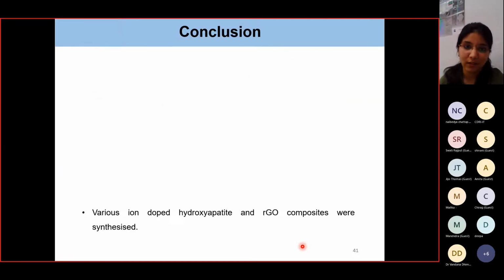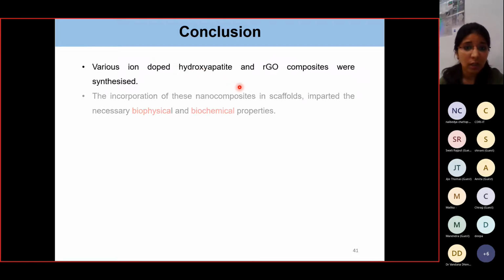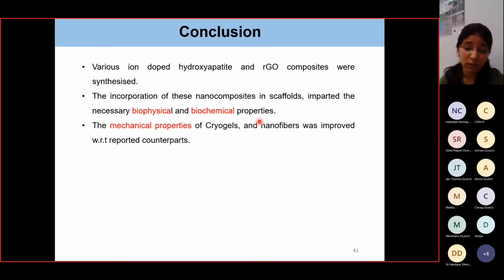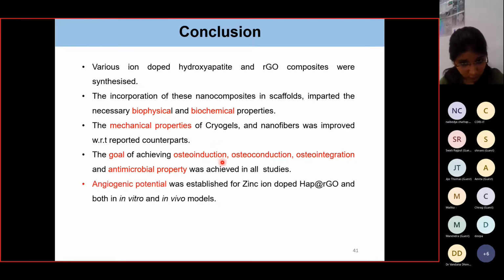My conclusion from all these studies was that we can incorporate various metallic ions into hydroxyapatite and RGO composites, and they show the required biophysical and biochemical properties for osteogenesis as well as angiogenesis. We were able to improve the mechanical properties of the existing scaffolds, and we saw good angiogenic potential of the zinc iron doped hydroxyapatite in both in vitro and in vivo models.